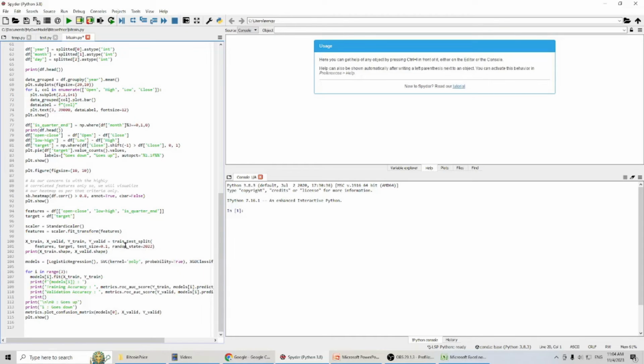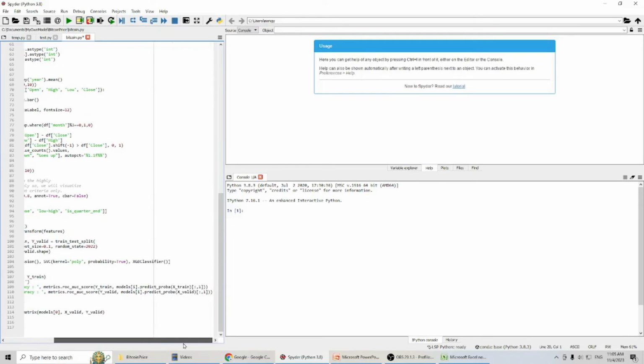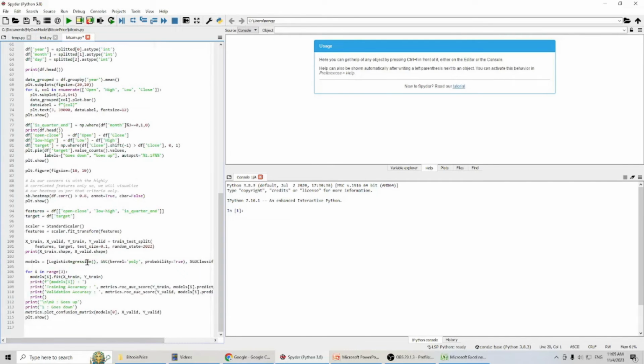You can see we have several models here. We have Logistic regression, SVC, and XGB classifier. And after run our model, we'll check the accuracy for the training and for the validation. And lastly, as I mentioned before, we are going to draw this confusion matrix to evaluate our model. Now, let's run the program.